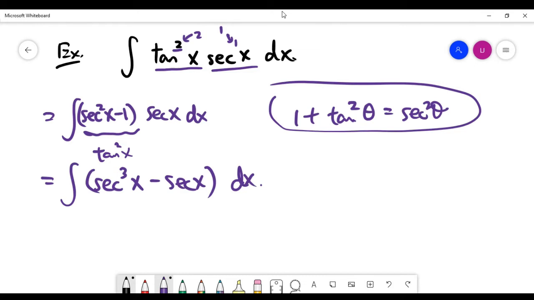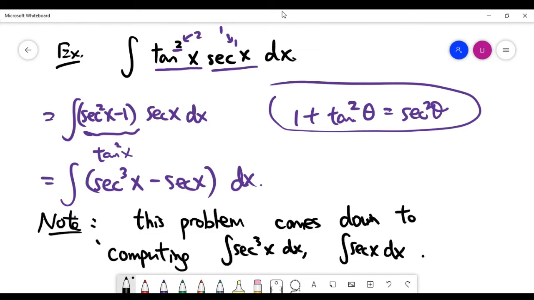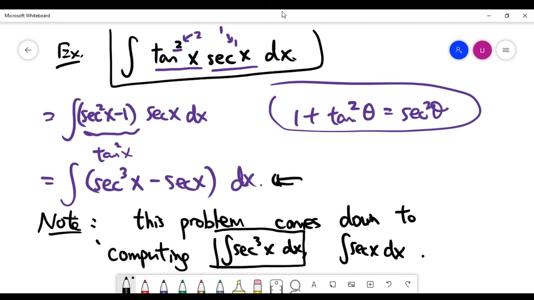Now, let's see whether it's an easy integration or not. The answer is no, but let me pause a little bit. I would like to add a note here. The key note from this expression at the end is that the answer to this problem, where the power of tangent x is 2 and the power of secant x is 1, comes down to understanding how to integrate secant cube x and secant x. Both of these were not done in the previous videos, and these are usually the trickier cases.